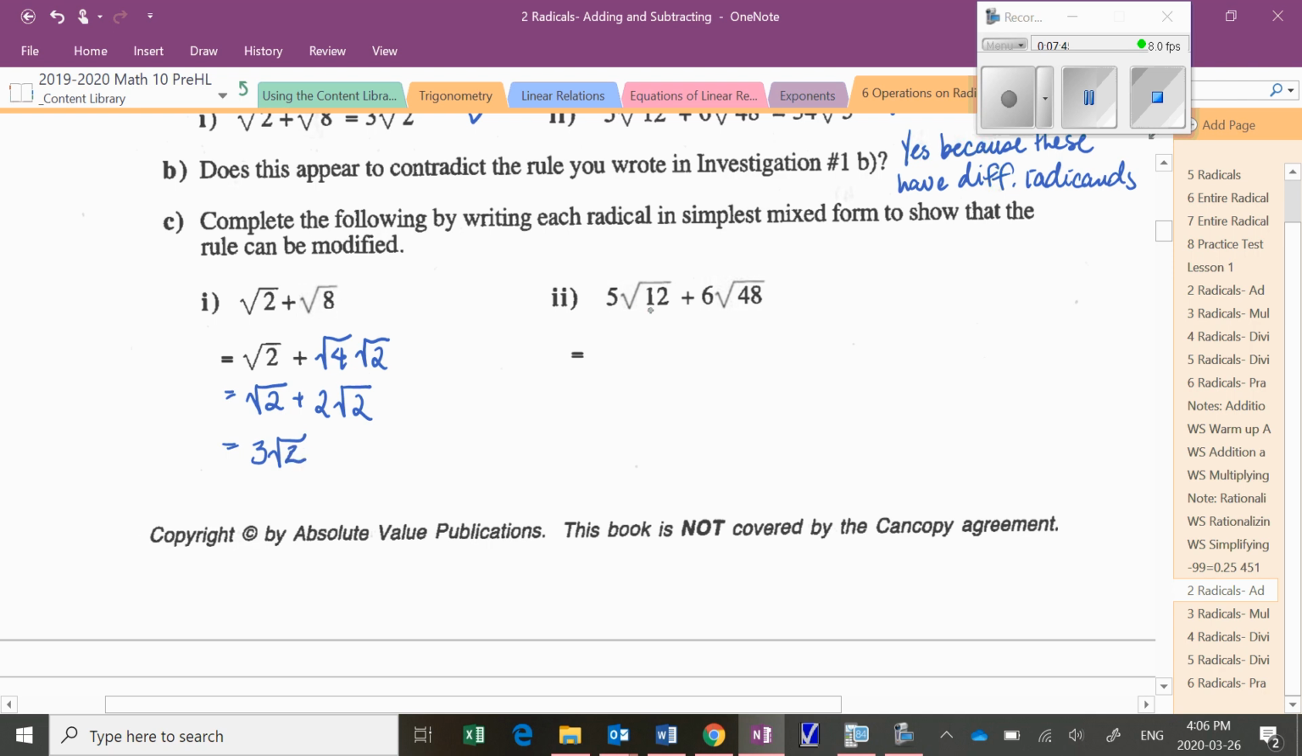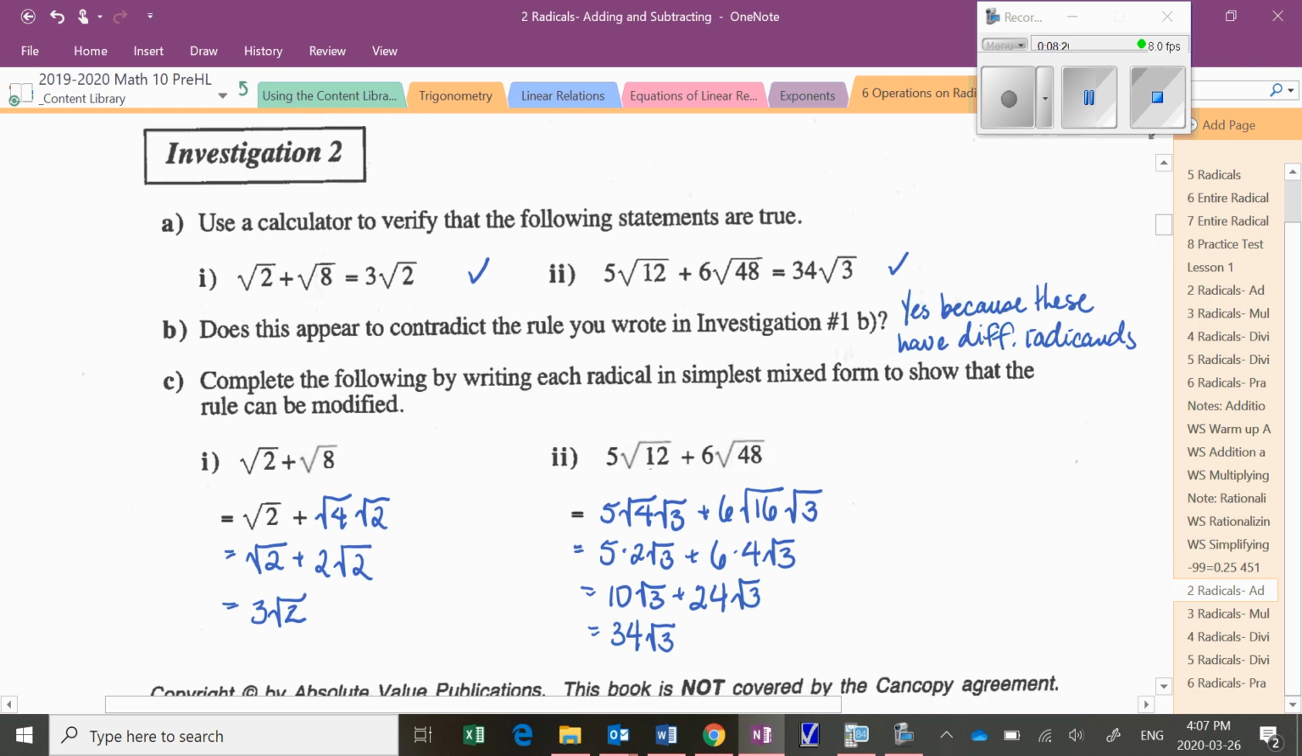And then for the second one, root 12, again, has that perfect square factor of root 4, so we can have 5 root 4 times root 3 plus 6 times, and the perfect square factor of root 48 is going to be root 16, and it's root 16 times root 3. So here we really have 5 times 2 root 3 plus 6 times 4 root 3. So that's 10 root 3 plus 24 root 3, which is our 34 root 3.